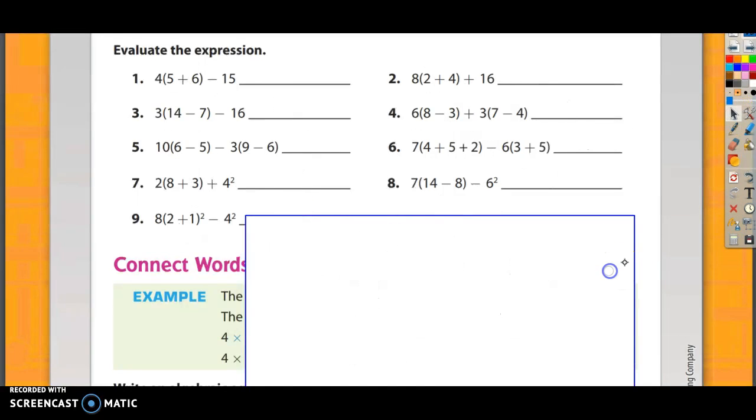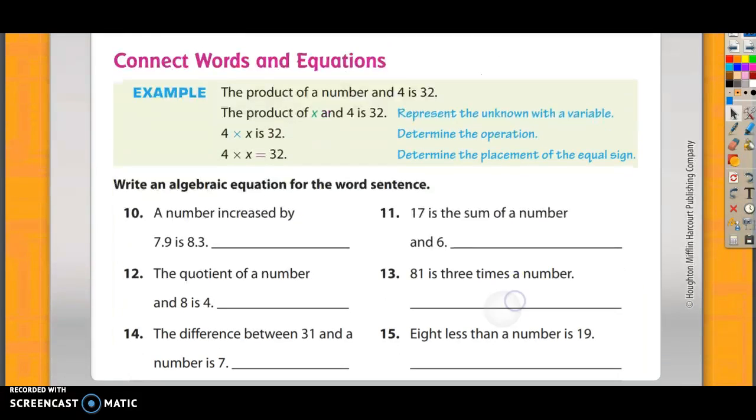Let's go ahead and check out the bottom of the page. It says connect words and equations. The example says the product of a number and 4 is 32. Product means times. So this right here is that problem, 4 times x. They really should have written it like this, 4x. And it says is 32 equals 32. Man, this is terrible. I cannot believe they did that. They should not have that there. It should be 4x equals 32. Oh well, doesn't matter.